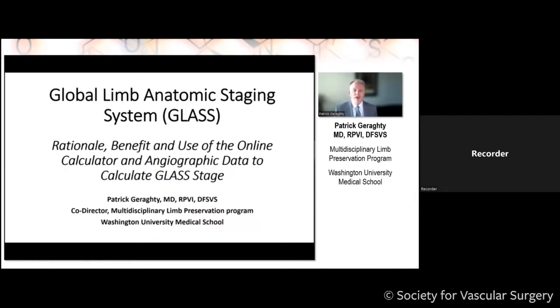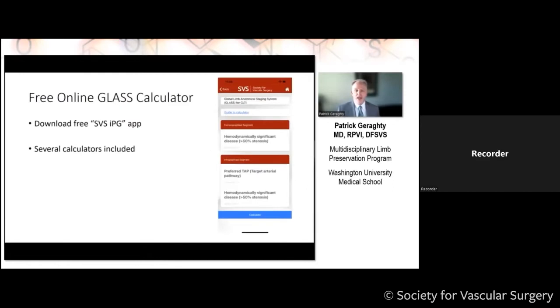I'll be speaking about the global limb anatomic staging system. In particular, I'll be talking about the rationale, benefit, and use of the online calculator and angiographic data to calculate GLASS stage. If you haven't already, please download the free SVS PPG application to your cellular phone. This has several calculators included along with multiple practice guidelines, and open the GLASS calculator.